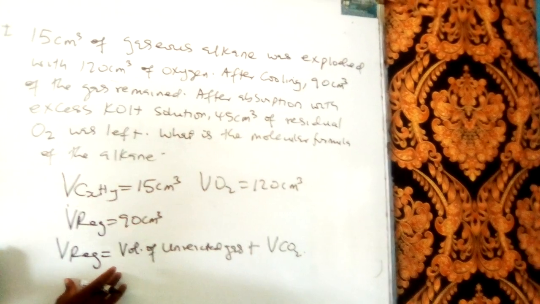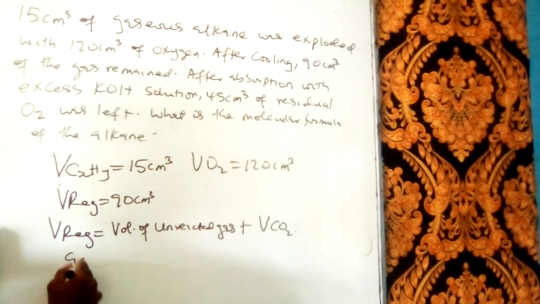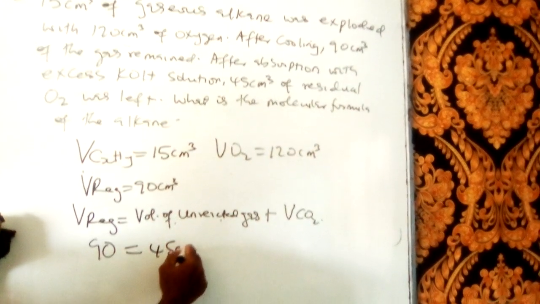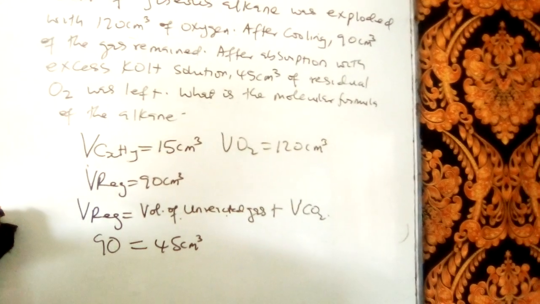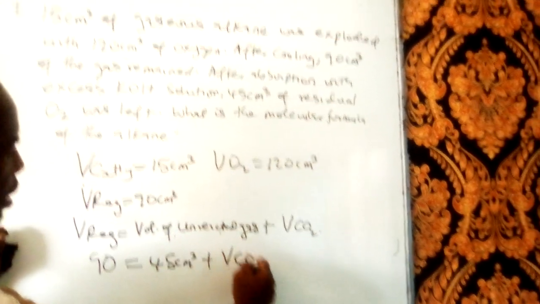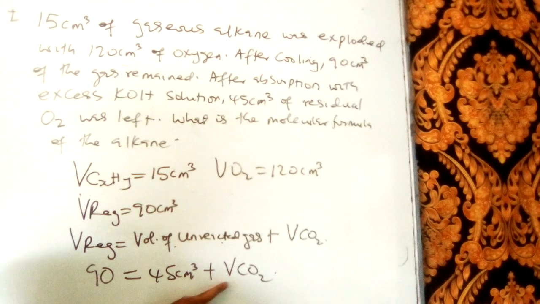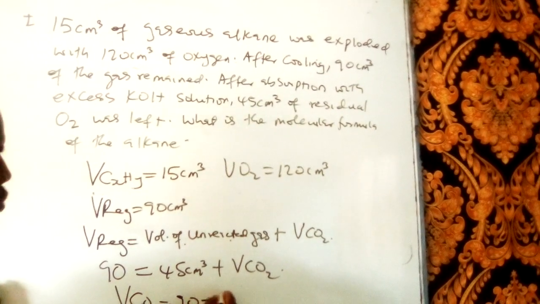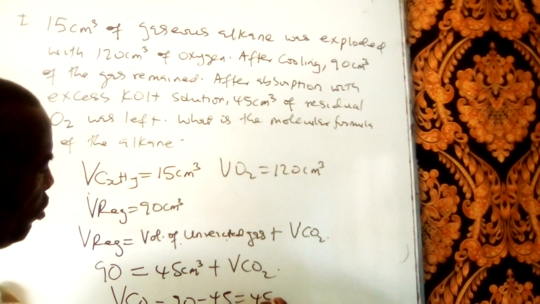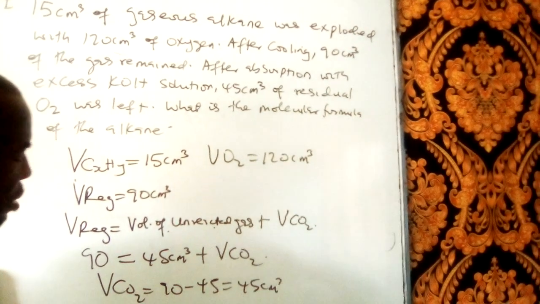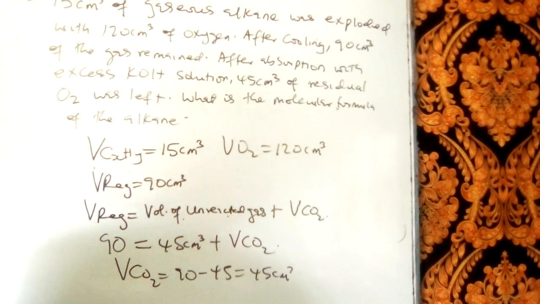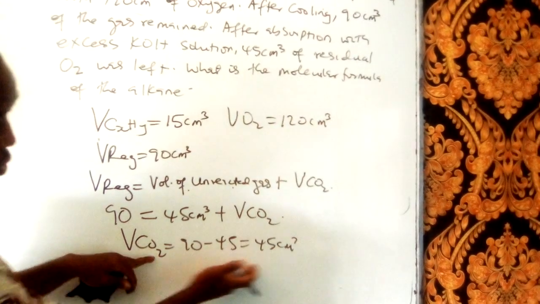Based on this formula, the residual gas is 90 and the volume of unreacted oxygen gas is 45 cm³. We can get the volume of CO2 produced by making it the subject. So the volume of CO2 is 90 minus 45, giving us 45 cm³. That is the CO2, the gas absorbed by the potassium hydroxide alkaline solution.